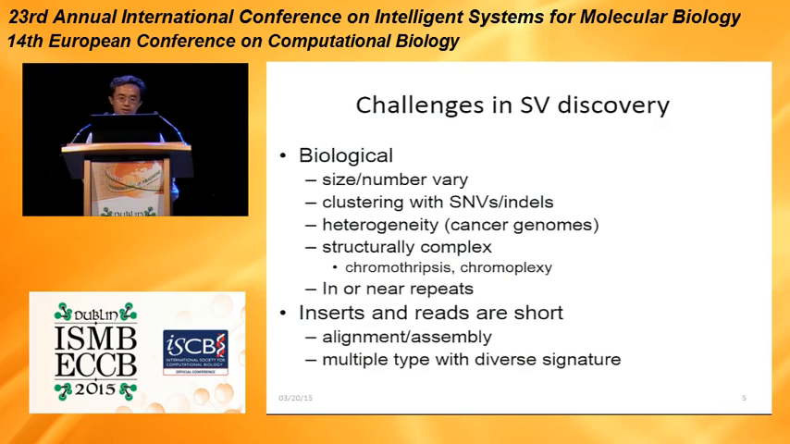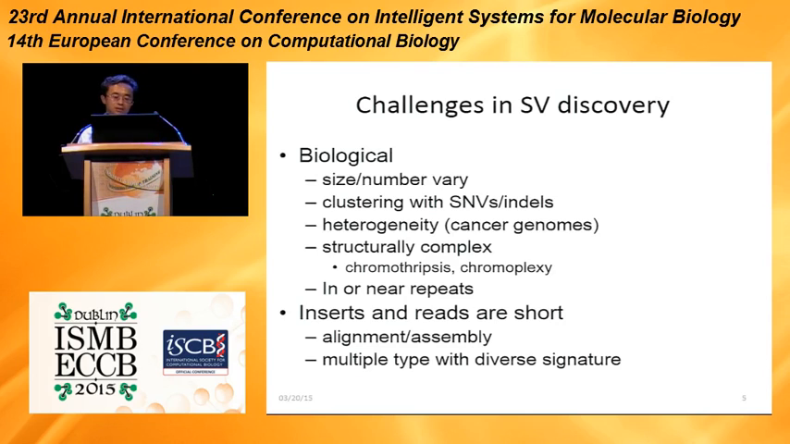So the particular challenges associated with SV discovery include biological challenges. For example, SVs, unlike SNPs and indels, are not limited to a local context. Structural variations can vary from a few base pairs up to several megabase pairs, or they could involve rearrangement across multiple chromosomes. So the size and the number of structural variants in each genome could potentially vary over a great range. And they frequently co-occur with SNPs and indels, which makes alignment of structural variant breakpoints particularly hard.